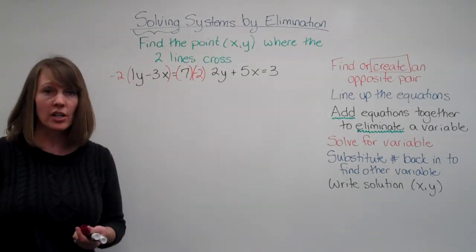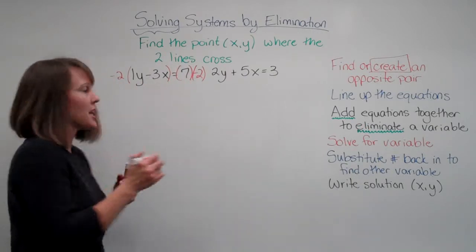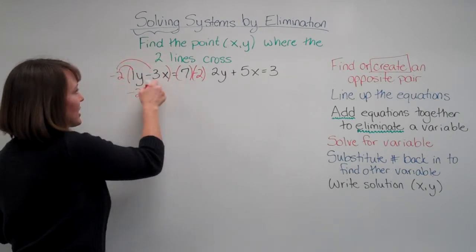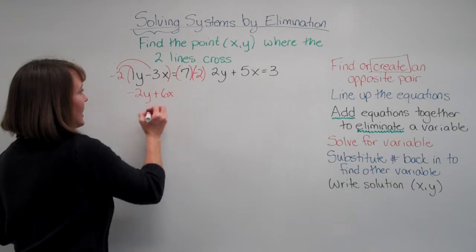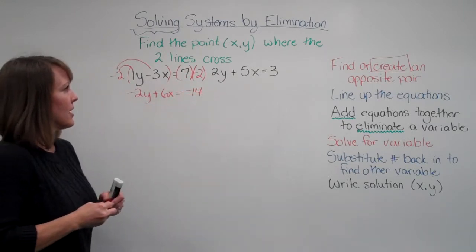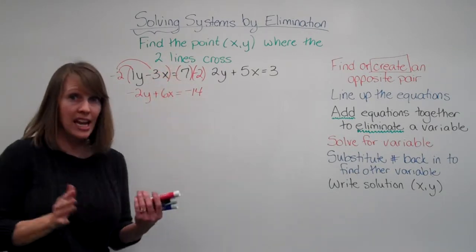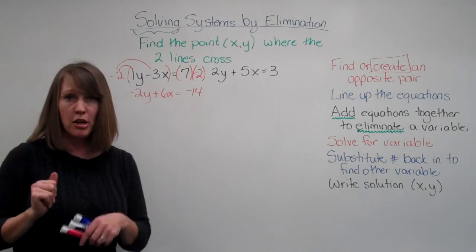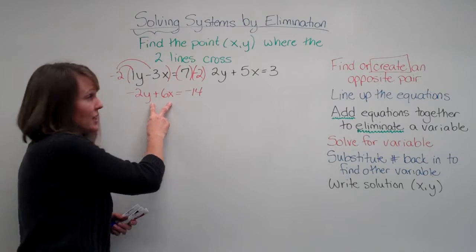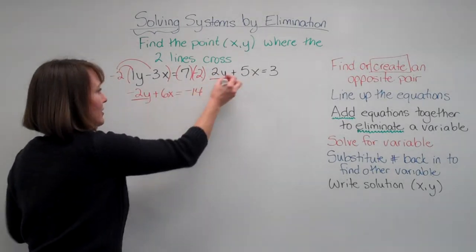It's the same equation. So now let's rewrite my new old equation, just all dressed up, right? So negative 2y, and negative times a negative is a positive 6x, and over here we have negative 14. All right, now remember, this equation is proportional to this one. They're the same. We followed the rules. We multiplied on both sides. Now if I look at this dressed up equation and my other one, I have an opposite pair right here.